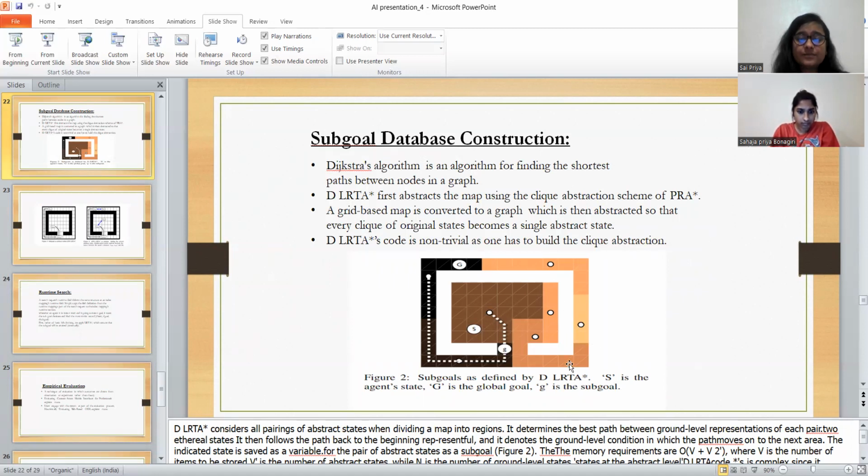This one is the Dörzler's LRTA search algorithm. It is a non-trivial, with abstractions, and this is also the map of the mapping of abstraction of PRP.